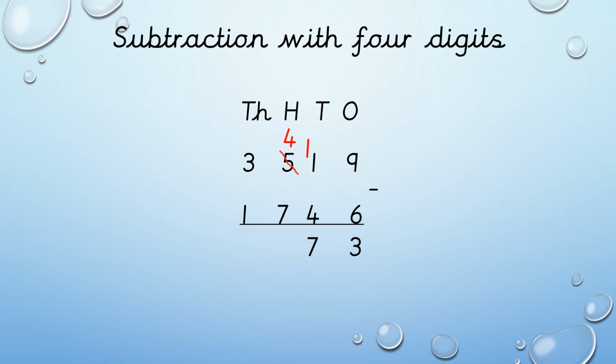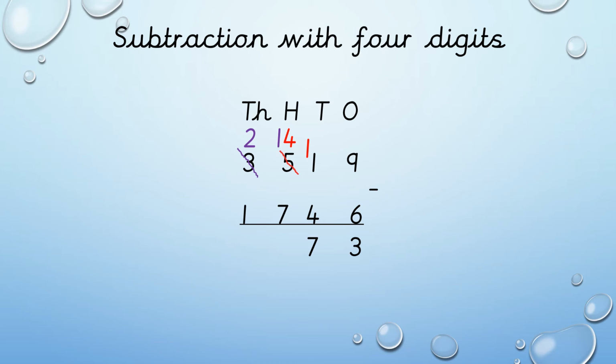In our hundreds, we now have 400s take away 700s. But we can't do that, so we're going to have to exchange again, and the next column we can exchange from is the thousands. 3,000s now become 2,000s, and the 1,000 that we've just exchanged joins the hundreds.